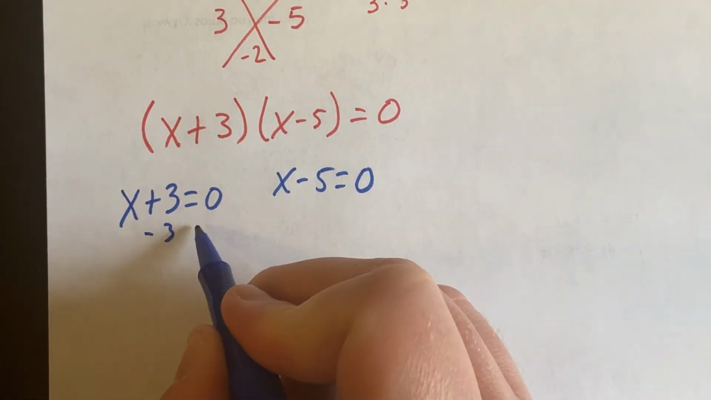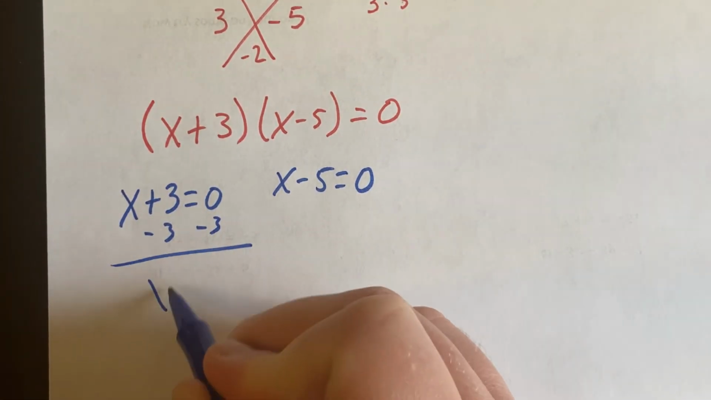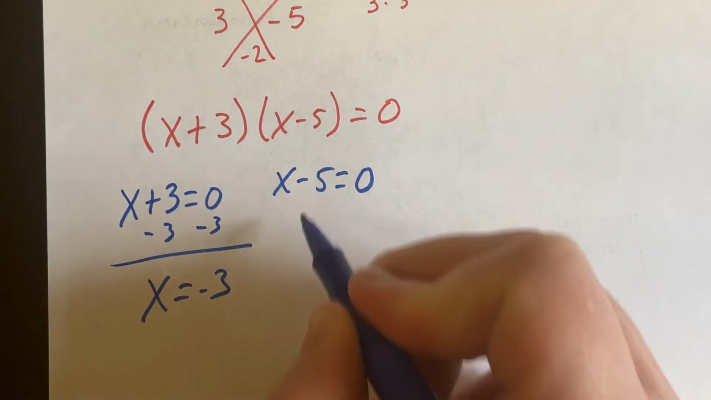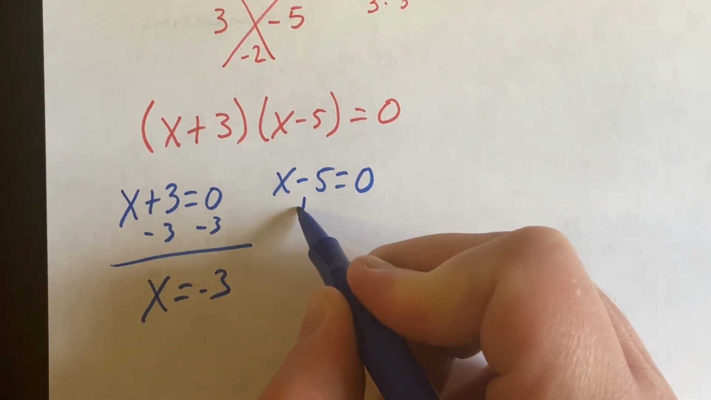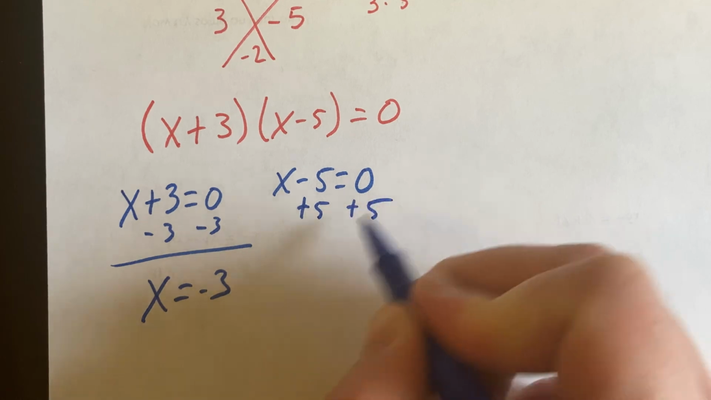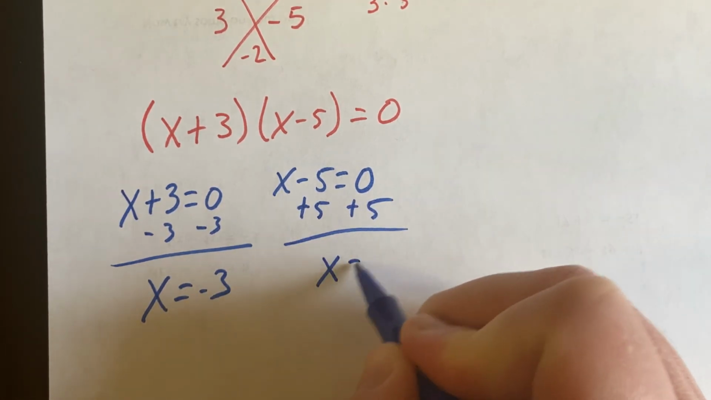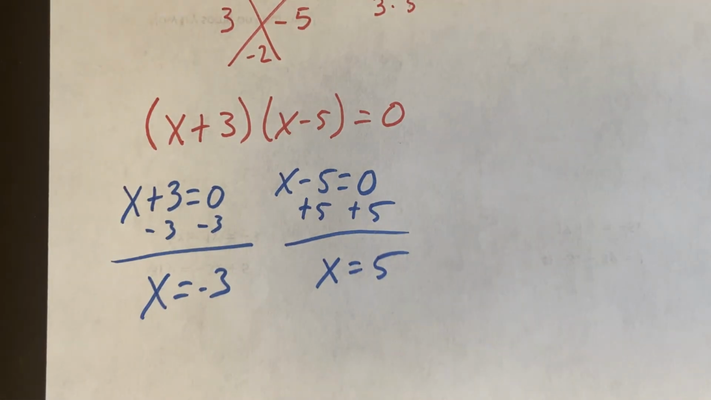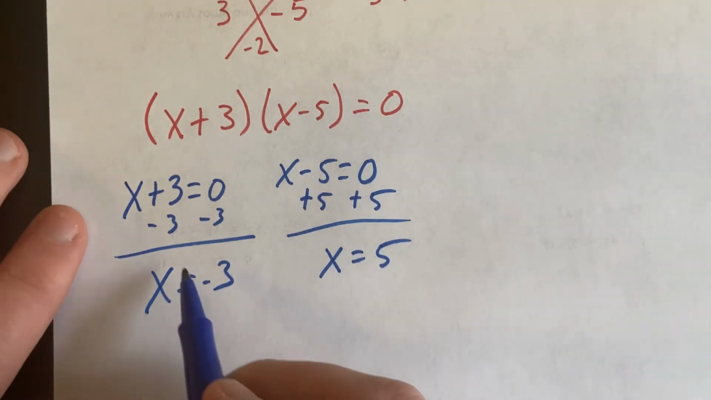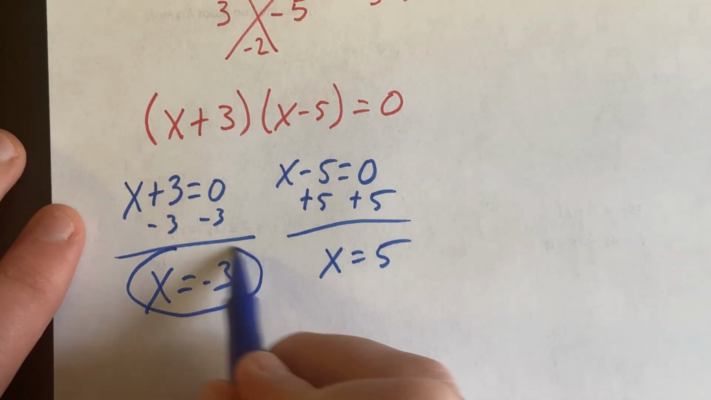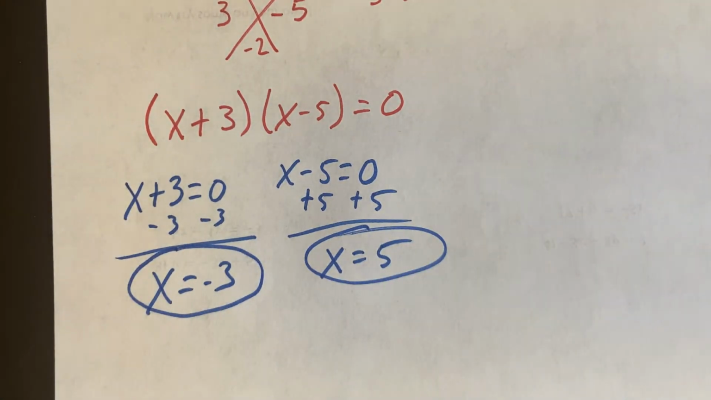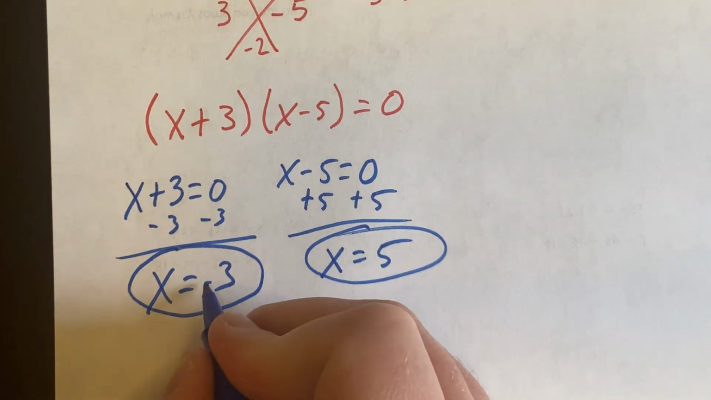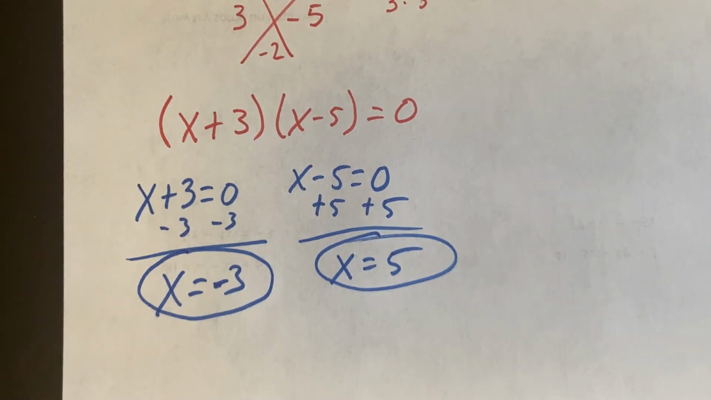So I'm going to subtract the 3. X is negative 3. This is a minus 5, so we are going to add 5 to both sides, and 0 plus 5 is 5. Right? So again, there's 2 solutions that you should always seek after. There they are. X is negative 3, and X is a positive 5. Again, definitely encourage you to substitute back in just to double check to see if you are right.